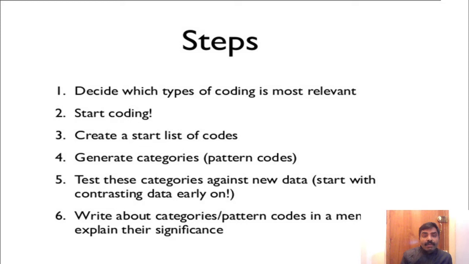Then after deciding what type of coding, you start coding. Create a start list of codes, because every response has to be converted into numerical values. As I discussed earlier, it could be qualification, it could be age, it could be income status. It is going to be optional. With every option, the researcher needs to quantify through numerical values.